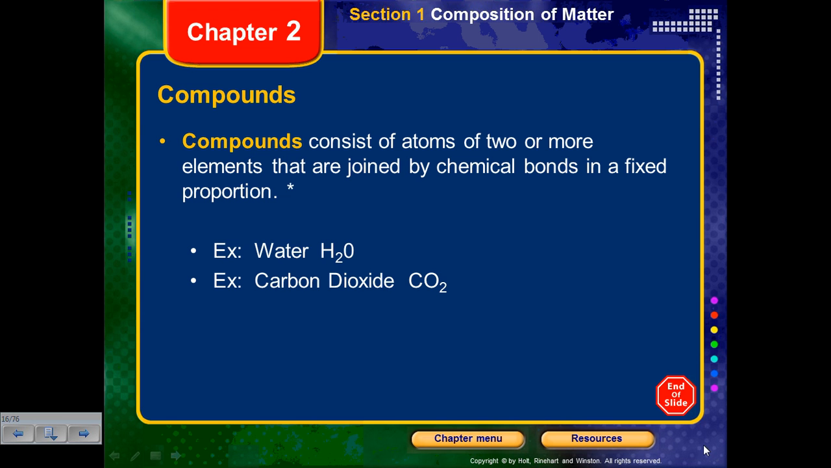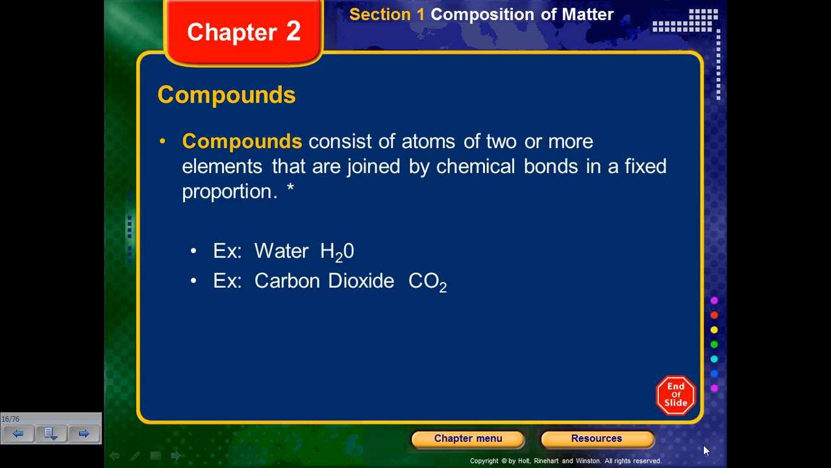Okay, so compounds. I think we're at the top of page 2. Compounds are going to have 2 or more elements joined in a fixed proportion.